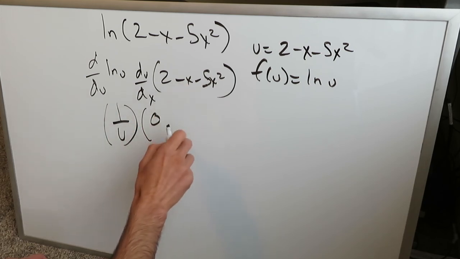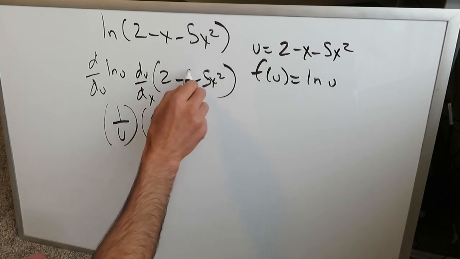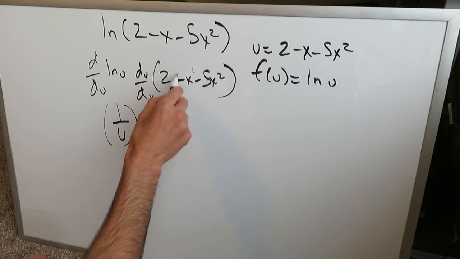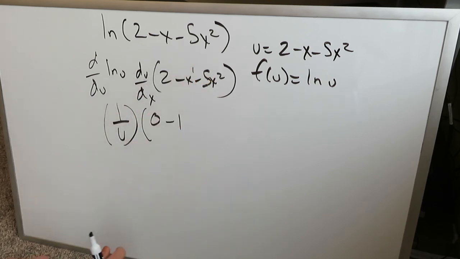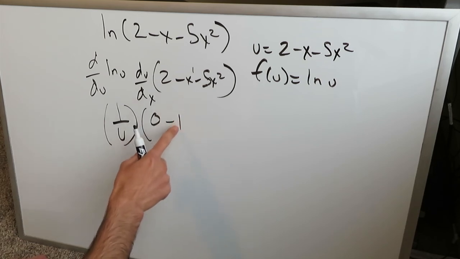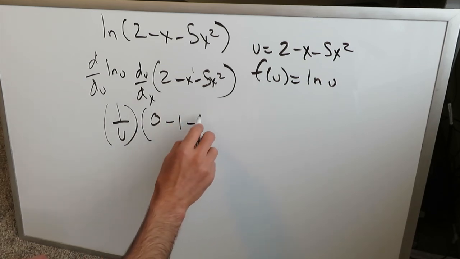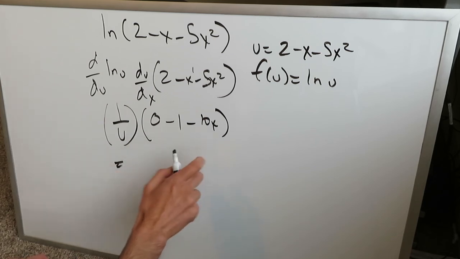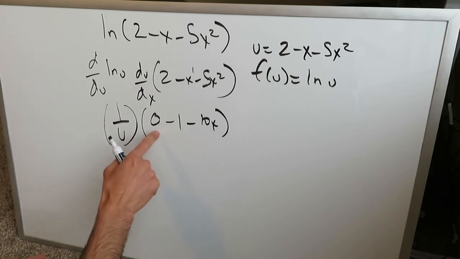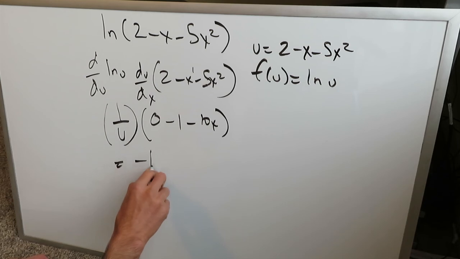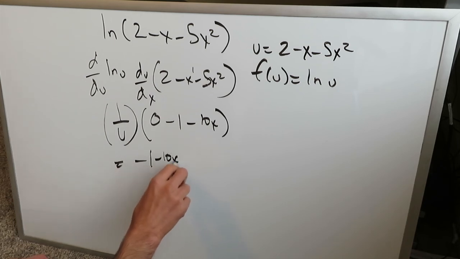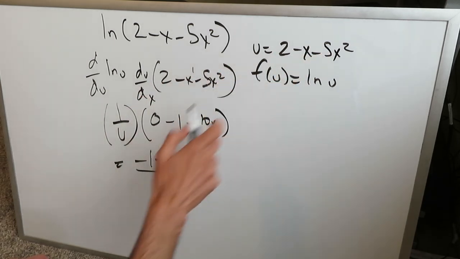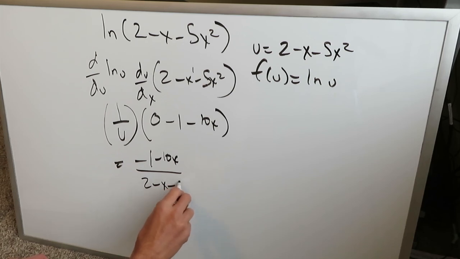The derivative of this minus x will just come out as a 1, because it's x to the power of 1. You use the power rule, the 1 comes over here and the exponent is reduced to a 0. You'll get minus 1 times x to the power of 0, which is just a minus 1. And here you'll get a 10x. When you simplify everything here, and the simplification involves removal of 0 only, minus 1 minus 10x over u, which was 2 minus x minus 5x squared.